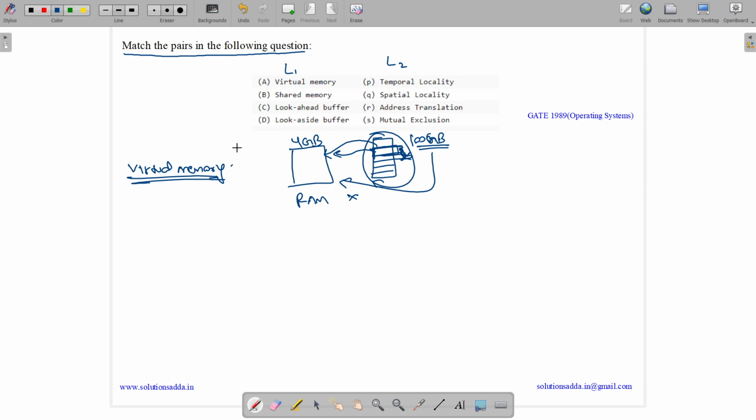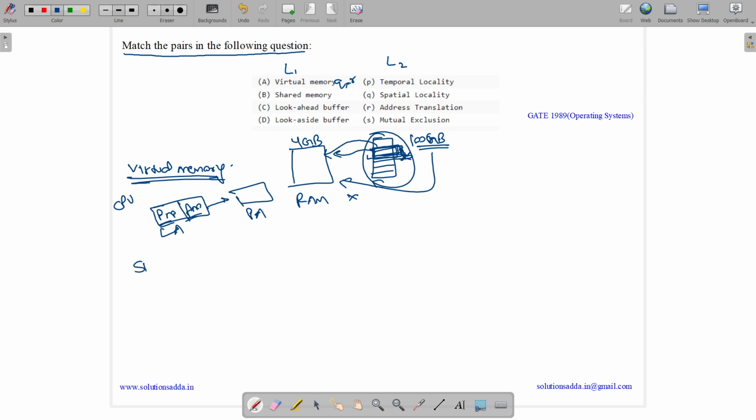And virtual memory can also be mapped to address translation, because if we have virtual memory then we will be given a logical address, so we need to do the address translation. The CPU always generates a logical address, so we need to convert this logical address to a physical address. It will have a page number, and the page number should be converted to the actual frame number of this process, which is basically called address translation. So address translation can also come over here. So virtual memory can be mapped to spatial locality as well as address translation.